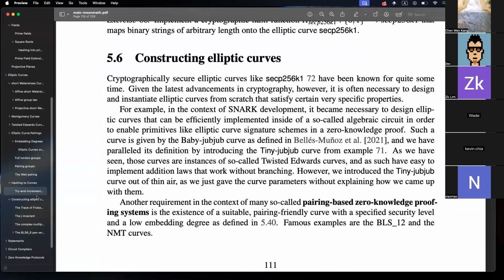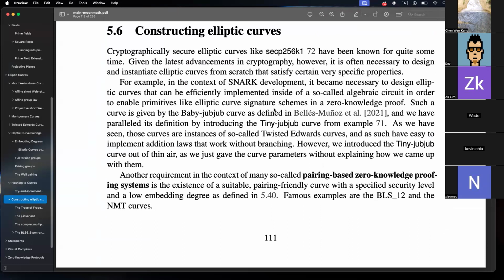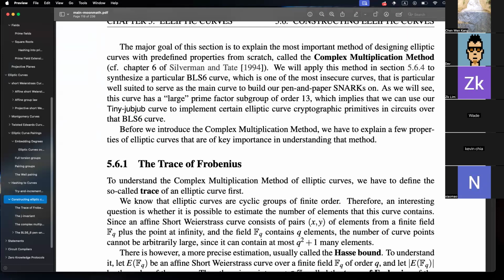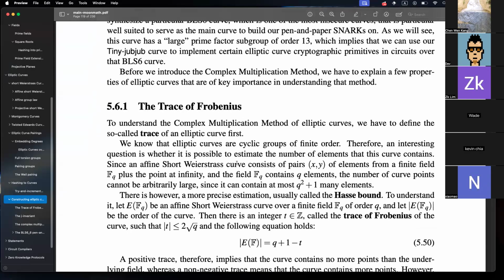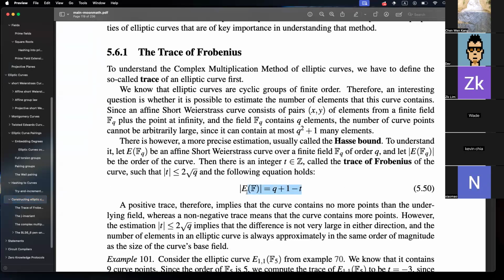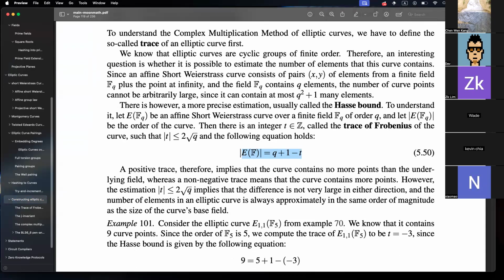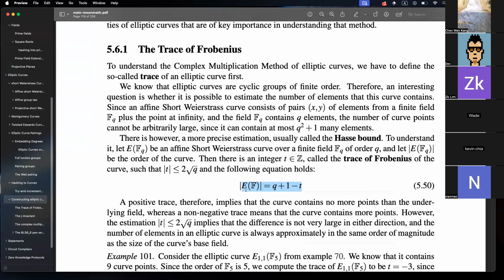Okay, so 5.6, constructing elliptic curves. This is a lot of math, this specific section. We talked about the trace of Frobenius, where you use it to check if your curve has more points than the underlying field.